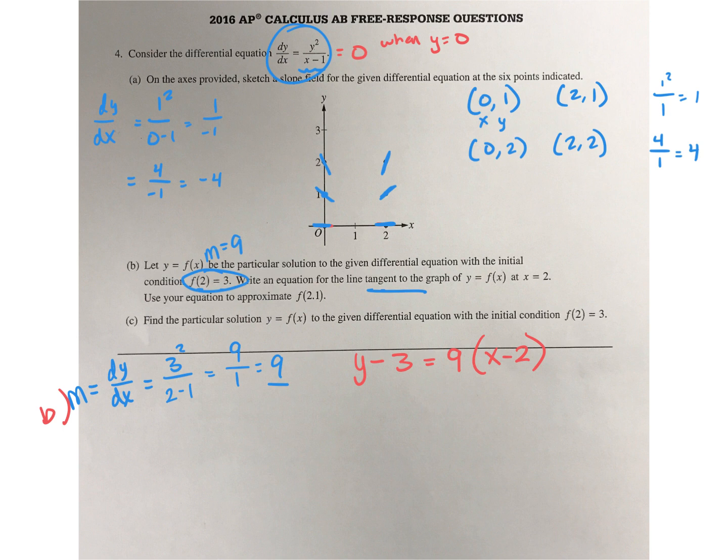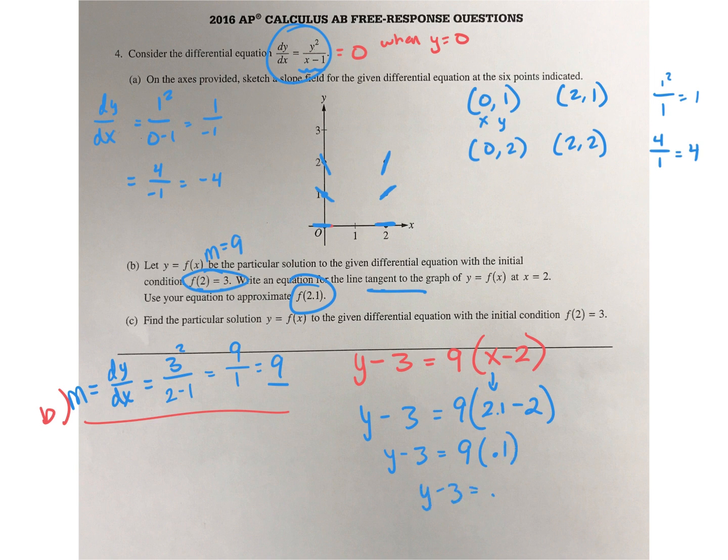And you'd either get a point for the slope or a point for the whole tangent line, probably one or the other. And then your other point would come from approximating f of 2.1, so approximating when x equals 2.1. Plugging a 2.1 in for x and doing the math: 2.1 minus 2 is 0.1, so y minus 3 equals 0.9. Add 3 to that, y equals 3.9. So that's where you would get your other point.